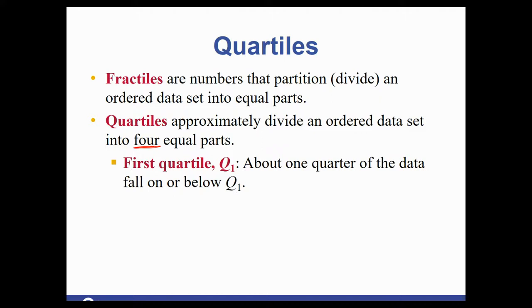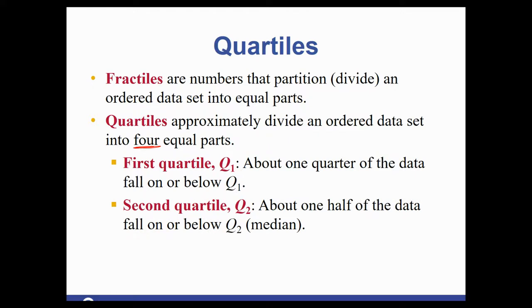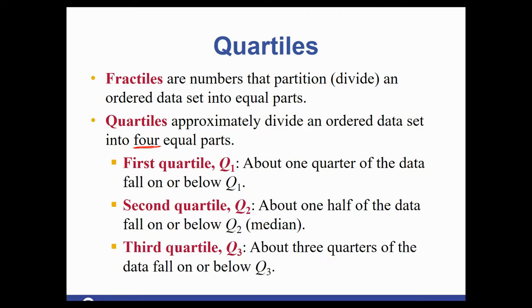So you have your first quartile, where 1/4 of the data falls on or below Q1. Your second quartile, which is where your median is at, is the halfway point in your data set. So half of the data falls on or below. And third quartile means 3/4 of the data falls at or below. So keep in mind with 4 equal parts, each one of these pieces is worth 25%.